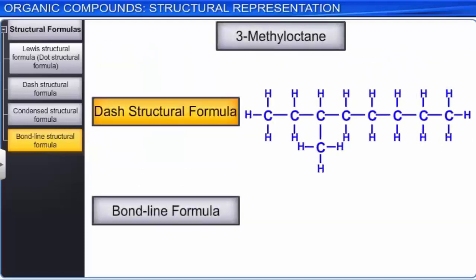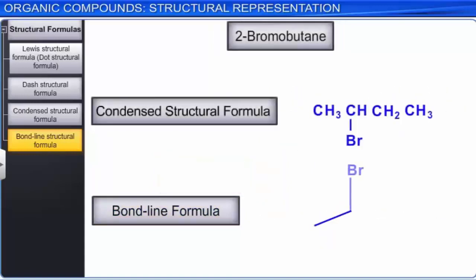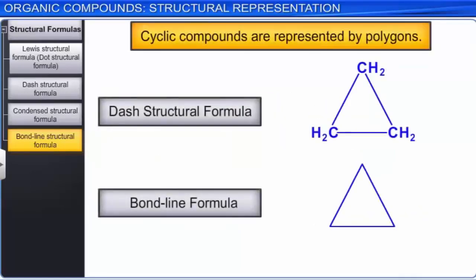Let's consider the dash structural formula of 3-methyl octane. Now, let us represent the bond line structural formula for this as shown here. Here is the condensed structural formula and the bond line structure formula for 2-bromobutane. Cyclic compounds are represented by polygons.